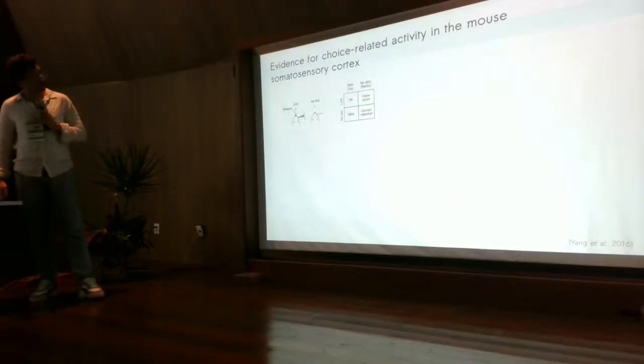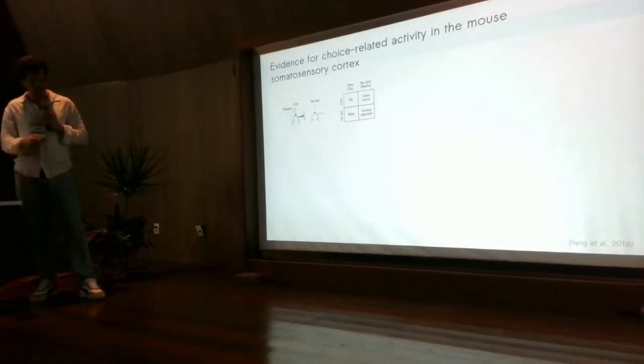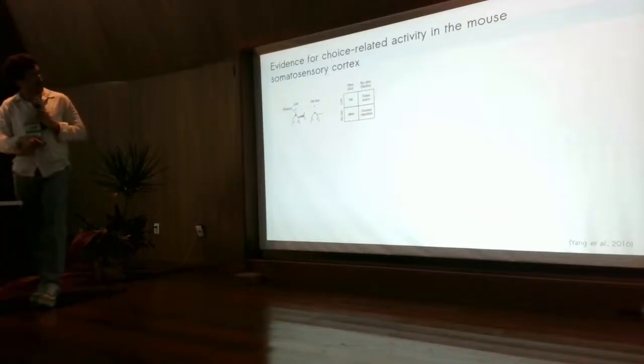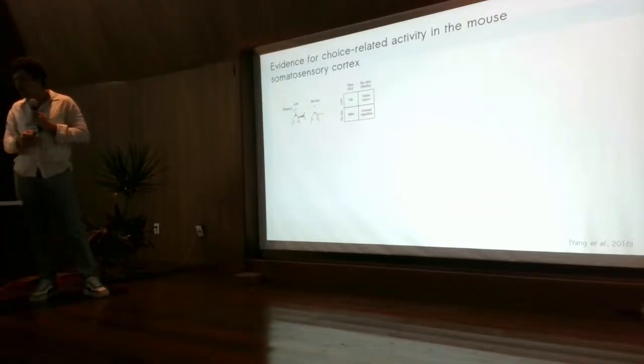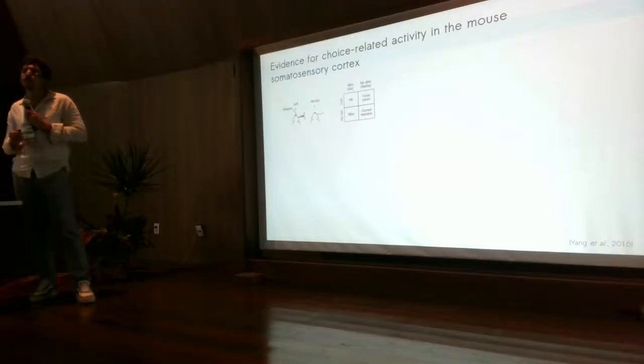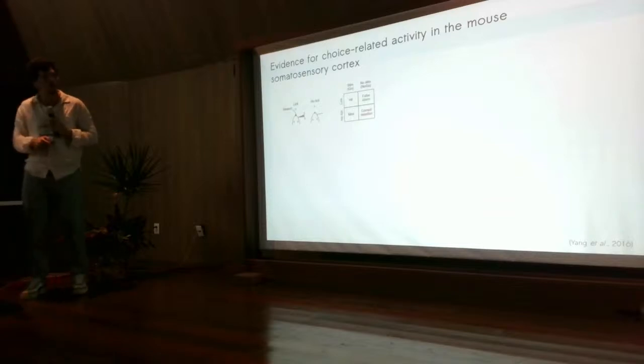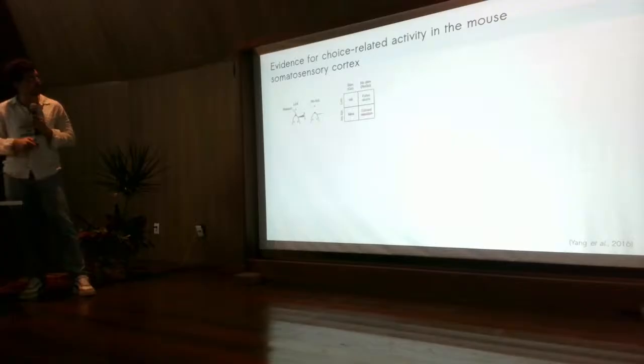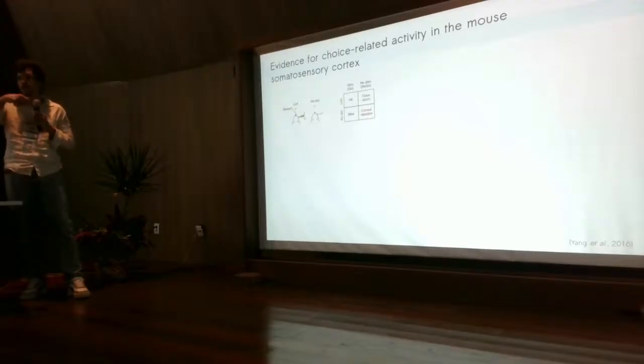Now, there is evidence for choice-related activity in the mouse somatosensory cortex. For example, in this paper, they used a go/no-go stimulus detection task. In the go trials, there is a stimulation, and upon stimulation, the mouse has to lick. If the mouse doesn't lick, they miss the trial. In the no-go trials, there is no stimulation. If the mouse licks, it is a false alarm. Usually the animals are punished with more time for the next trial. And if they do not lick, this is a correct rejection.